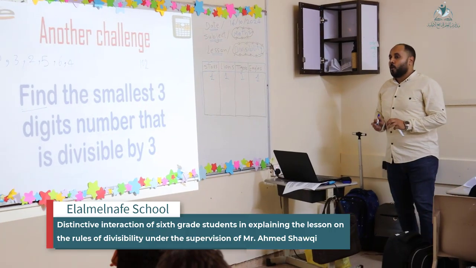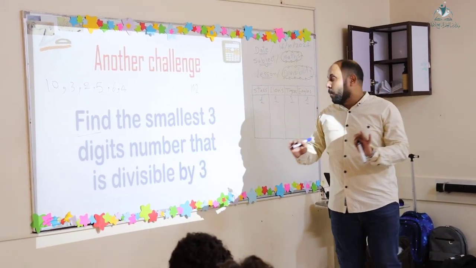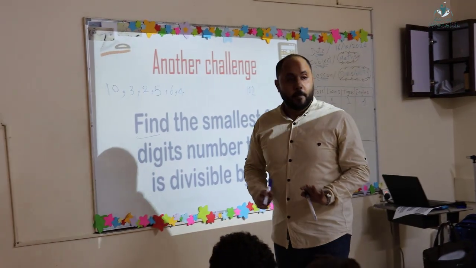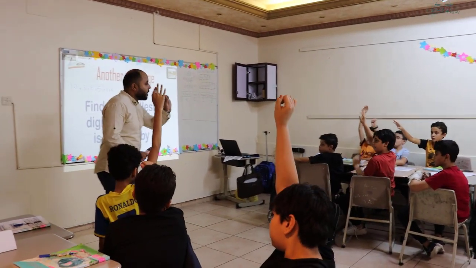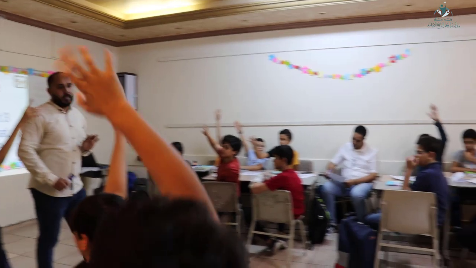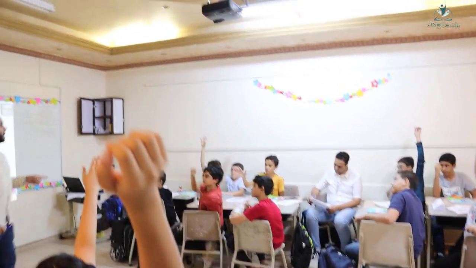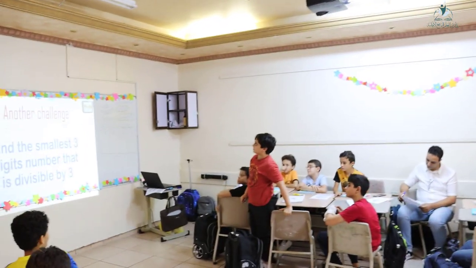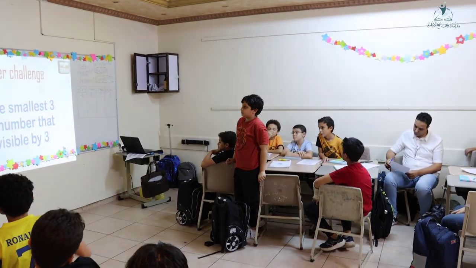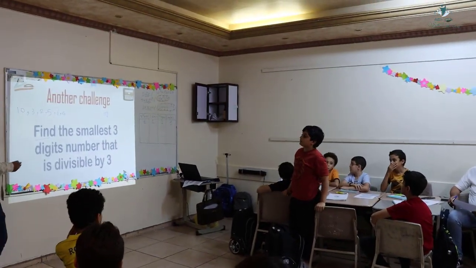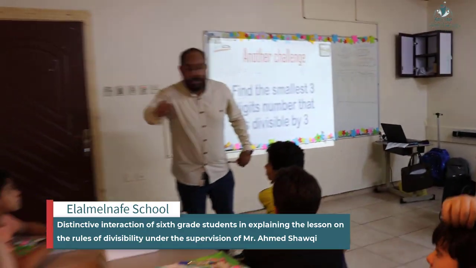Another question. What is the greatest 3-digit number that is divisible by 3? The greatest 3-digit number divisible by 3. Think about it. Yes, Abdullah. 999. Is it true? Yes. Excellent.